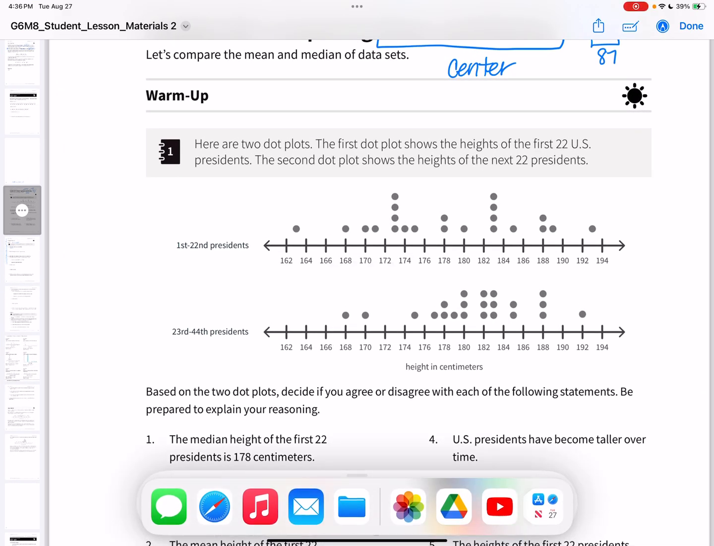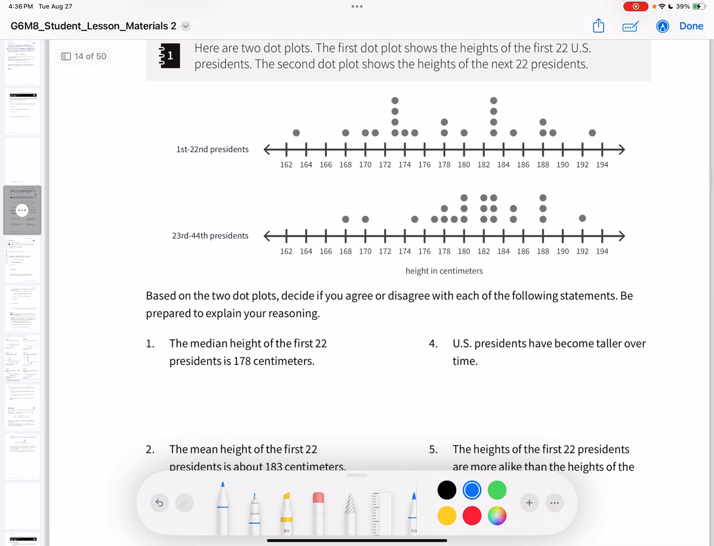Our warm-up. Here are two dot plots. The first dot plot shows the heights of the first 22 U.S. presidents. The second dot plot shows the heights of the next 22 presidents. So, first 22 presidents, second 22 presidents. Based on the two dot plots, decide if you agree or disagree with each of the following statements. Be prepared to explain your reasoning.